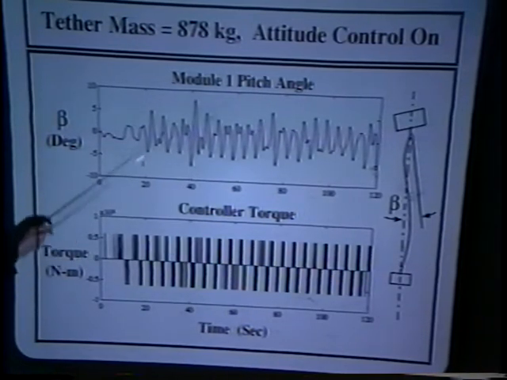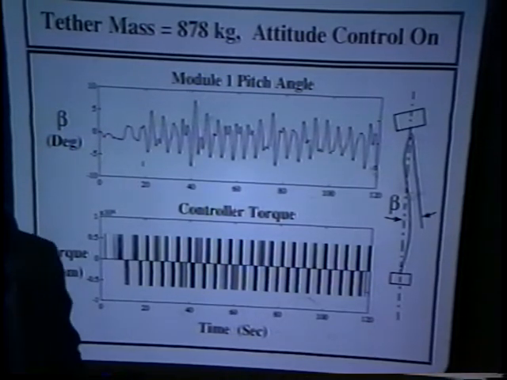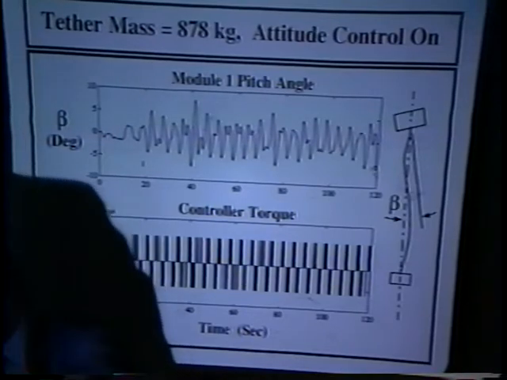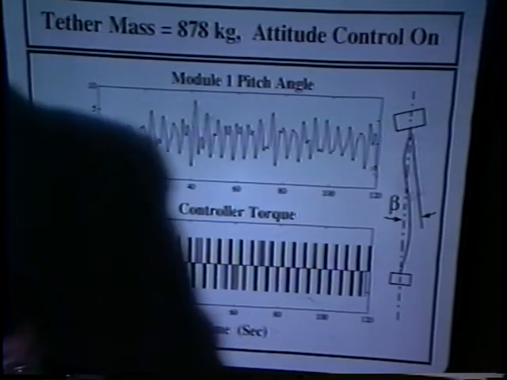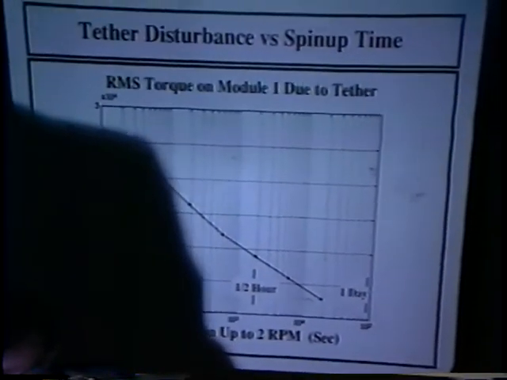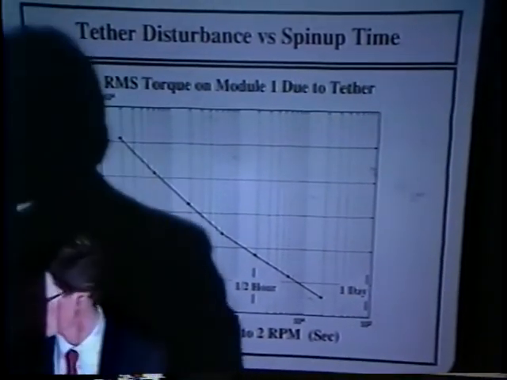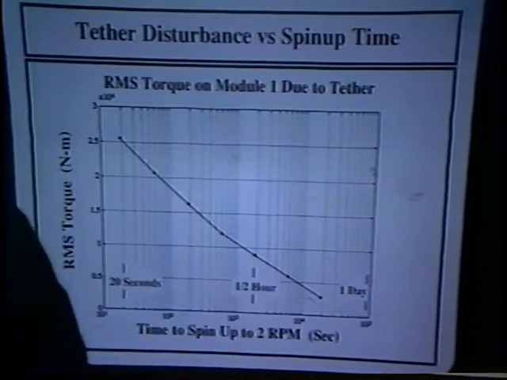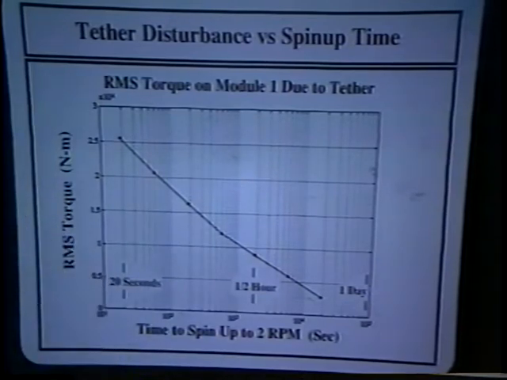If the controller were off in this case, the pitch motions of the end modules could grow to as great as plus and minus 50 degrees. This led me to think that there might be some effect that could be important on the tether lateral oscillations of the time that it takes to spin up to the desired rotation rate.